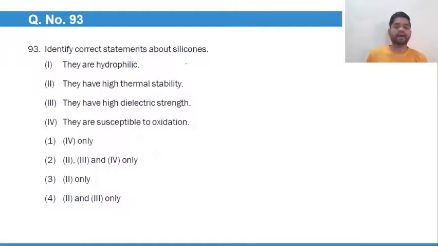93. Identify the correct statement about silicones. Correct statements. They are hydrophilic. False. They are hydrophobic. They have high thermal stability. True. They have high dielectric constant. True. High dielectric strength. True. They are susceptible to oxidation. No, they are not susceptible to oxidation. So false. What they have asked is the correct statement. So 2 and 3. 2 and 3 is option number 4. So option number 4 is the right answer.